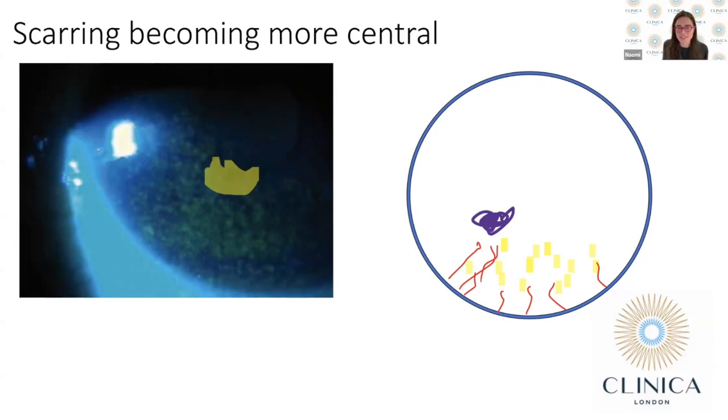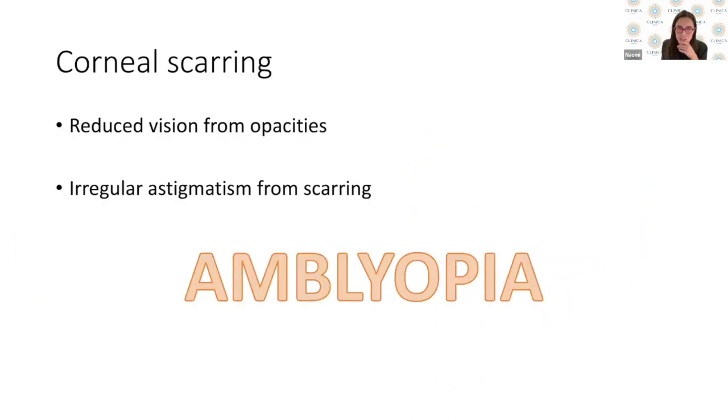to the visual axis. So really, this is a process that you want to be controlling before it runs uncontrolled into causing problems with the vision. So again, reduced vision from corneal opacities, irregular astigmatism, amblyopia is always on our minds.